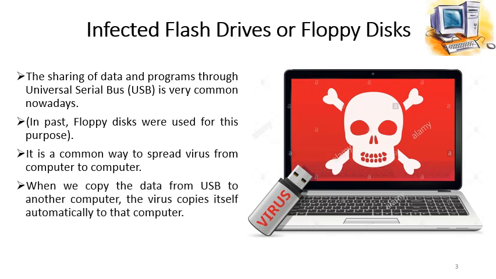When we copy the data from USB to another computer, the virus copies itself automatically to that computer. Virus always copies itself from one storage to the other storage, or from one directory to the other directory. So whenever we want to copy some data or information from our USB or flash drive to our computer or laptop, the virus copies itself from the USB to our computer, and further it makes copies of itself in our computer. This is how our computer is infected.